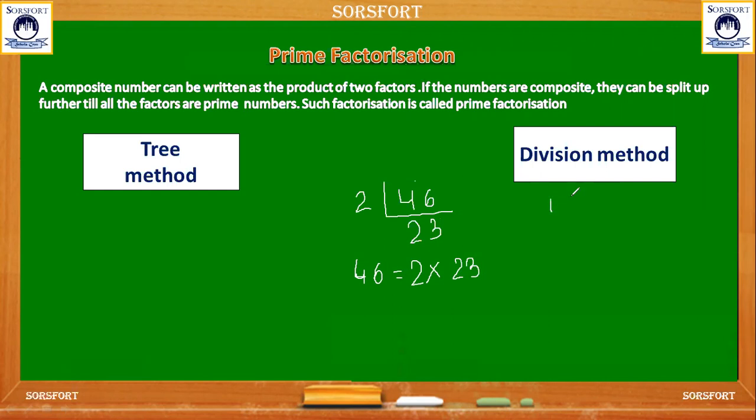Now again I am taking 164. So 164 can be written as 2 into 2 into 41. 41 is a prime number, 2 is also a prime number. So it is the product of all prime numbers.